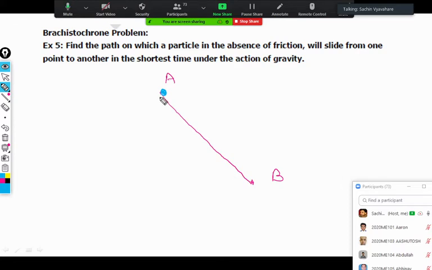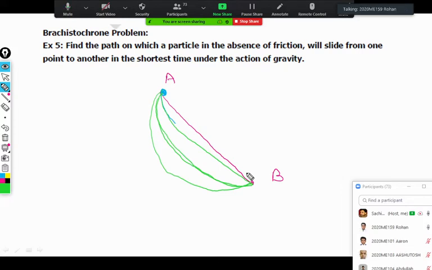Is it a straight line? Is it a curve like a parabola? Is it a curve like a semicircle, or an arc of a circle, not only a semicircle, an arc of a circle from A to B? There are cubic curves also like this. So what should be the curve? Can anyone guess? Does anyone know this?